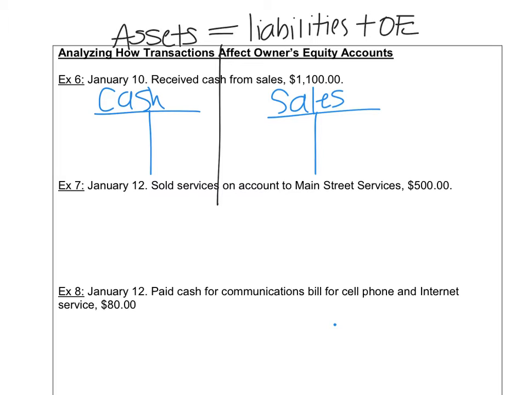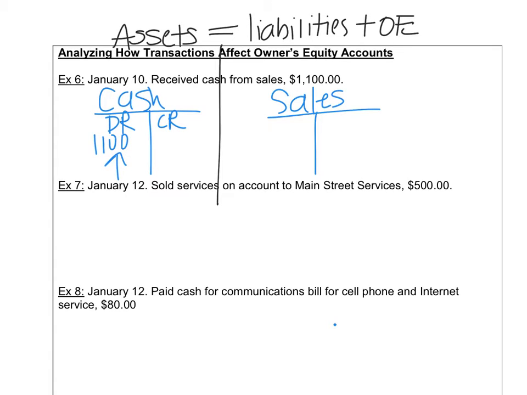So if the business received cash from sales, that means that Michael Delgado must have made a website and sold it to his customer, and then the customer paid him in cash. So he got $1,100 in cash. And remember that cash always increases as a debit because it's on the left side of the accounting equation. So I would debit cash for $1,100.